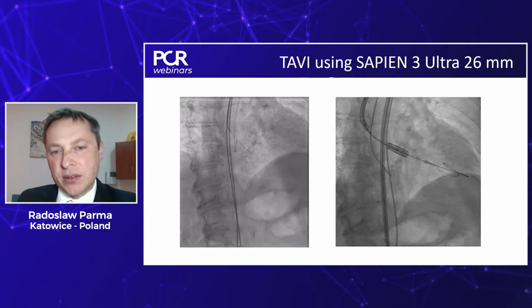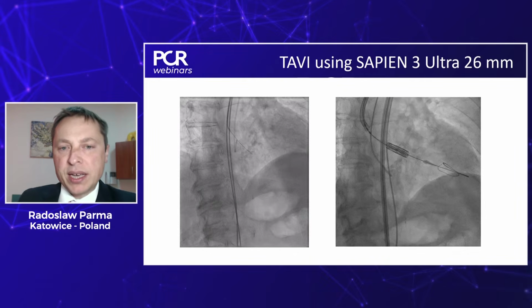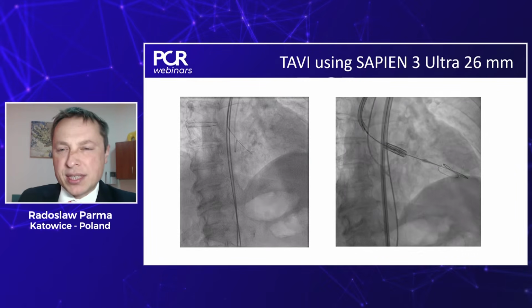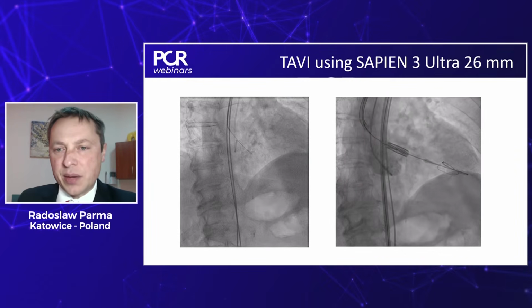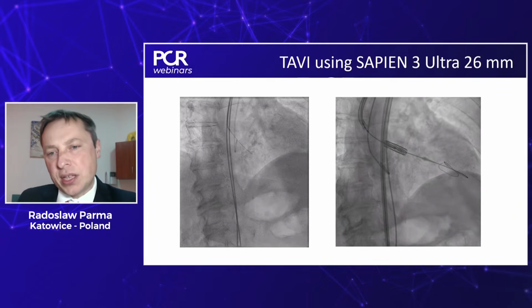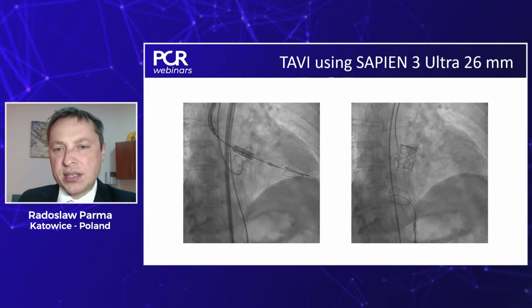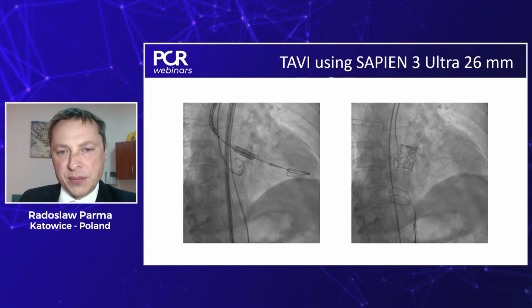So here you can see on this left video, the crossing with the wire using this commissural overlap projection, which is quite often the left and right overlap projection. And as you can also see on the right panel, a very high position of the SAPIEN 3, which is done on purpose because we need to provide the sealing skirt very high at the annulus level.